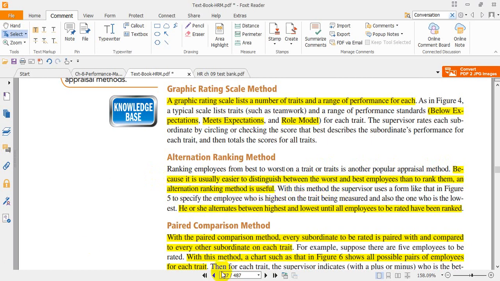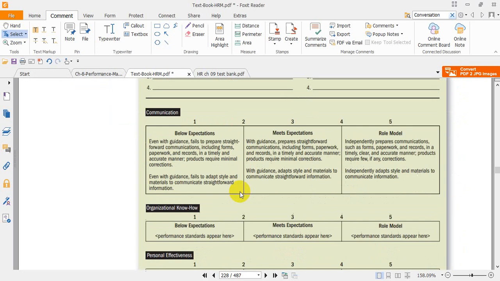With this method, the supervisor uses a form like in figure number 5, and we will see it, to specify the employee who is highest in the trait being measured, and also the one who is the lowest. Then he or she alternates between highest and lowest until all employees to be rated have been ranked. Let's go to figure number 5 to see the example.